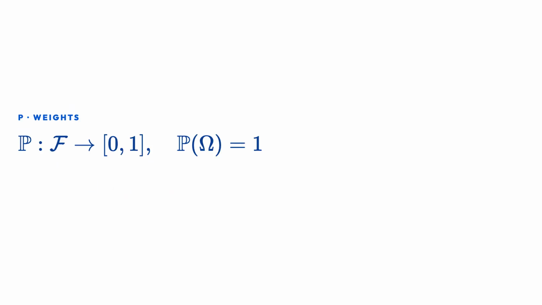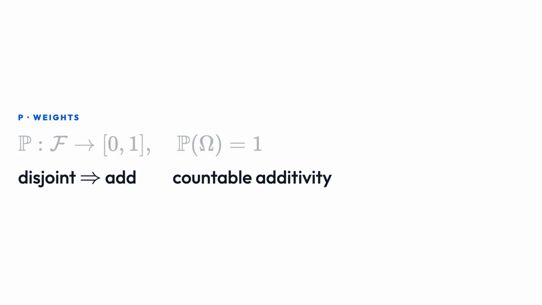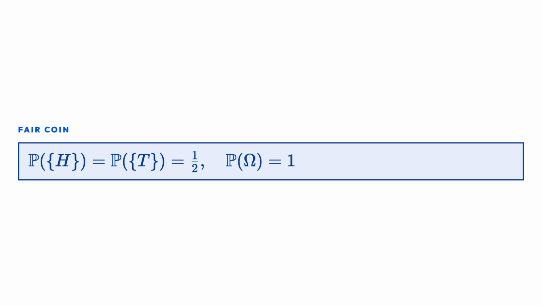P maps each event in F to a number between 0 and 1. P of omega is 1. The empty set gets 0. Disjoint events add. That is countable additivity. It is the rule that makes length, counting, and Gaussian mass all the same kind of object. On the fair coin, P of heads is 1/2. P of tails is 1/2. P of omega is 1.